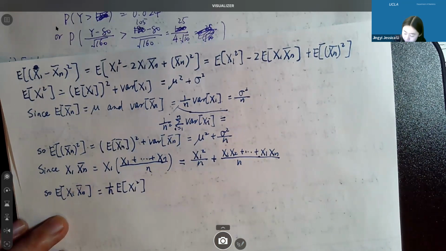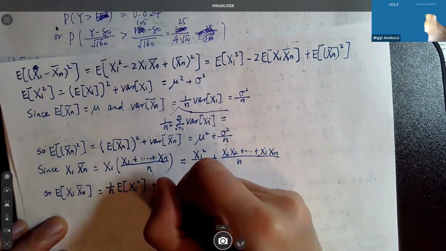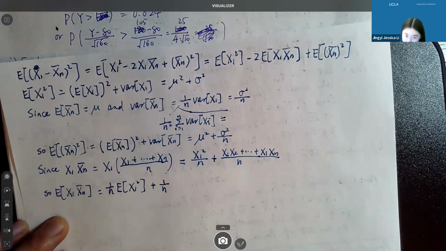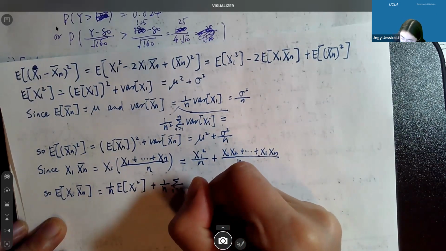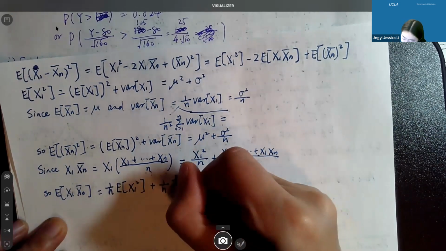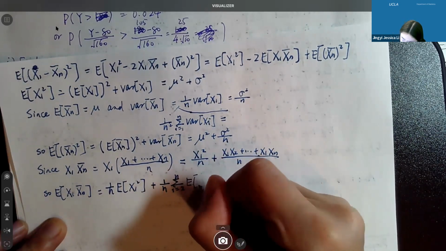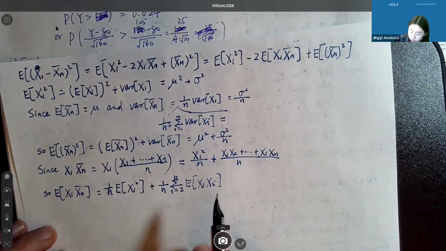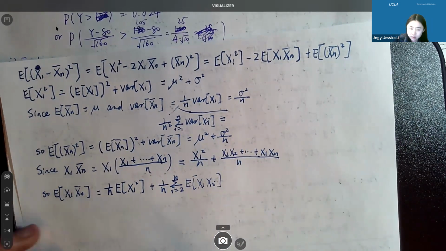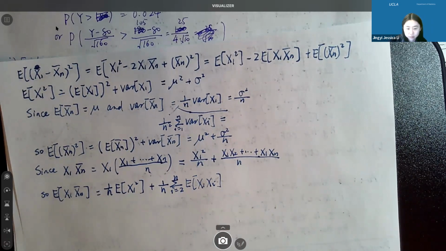Okay, and for the remaining, I put out 1 over n, and I'm just doing a summation over i from 2 to n of the expectation of x1 xi. I didn't do anything special. I just changed this notation to the sigma summation notation for simplicity. Now let's go one more step and do the simplification.